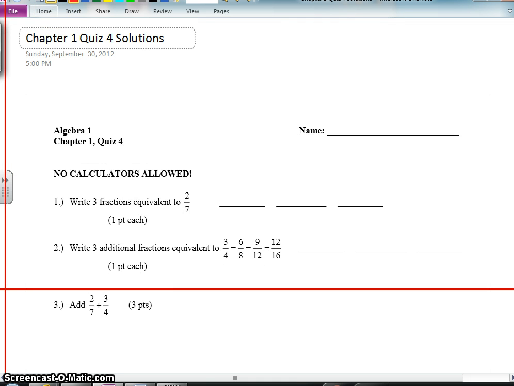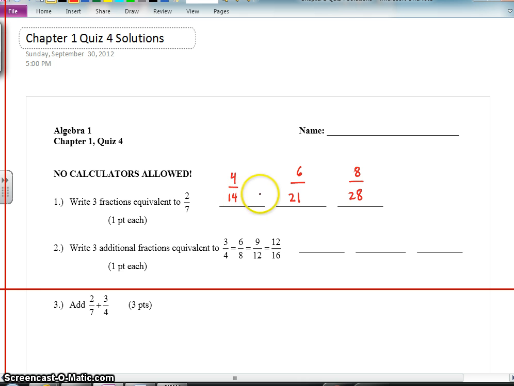I hope this video is helpful to you. Number 1 is saying write 3 fractions equivalent to 2/7. So I can multiply 2 by 2 to get 4 and 7 by 2 to get 14, so 4/14. I can multiply 2 by 3 to get 6 and 7 by 3 to get 21. I could also multiply 2 by 4 to get 8 and 7 by 4 to get 28. There are other answers that are possible.